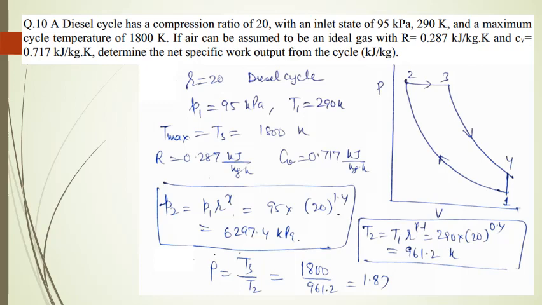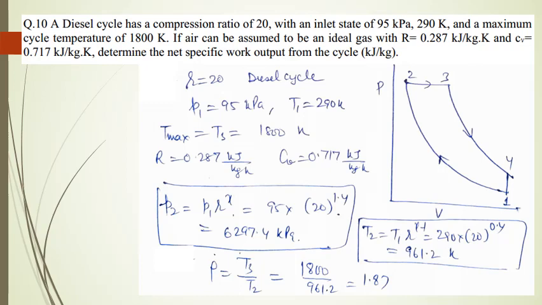A diesel cycle has a compression ratio of 20 with an inlet state of 95 kilopascal, 290 Kelvin, and a maximum cycle temperature of 1800 Kelvin. If air can be assumed to be an ideal gas with R equals 0.287 kilojoule per kg per Kelvin and Cv equals 0.717 kilojoule per kg per Kelvin, determine the net specific work output from the cycle.